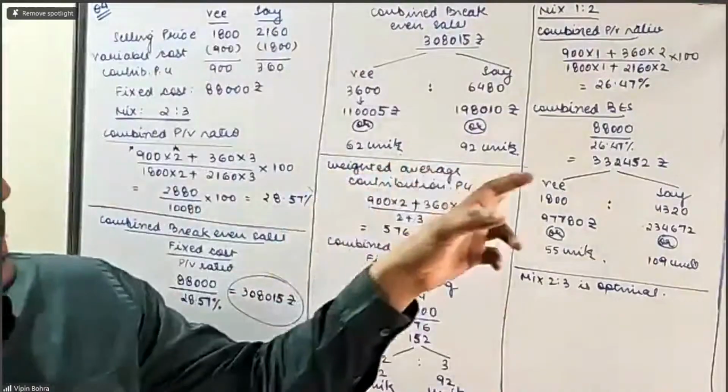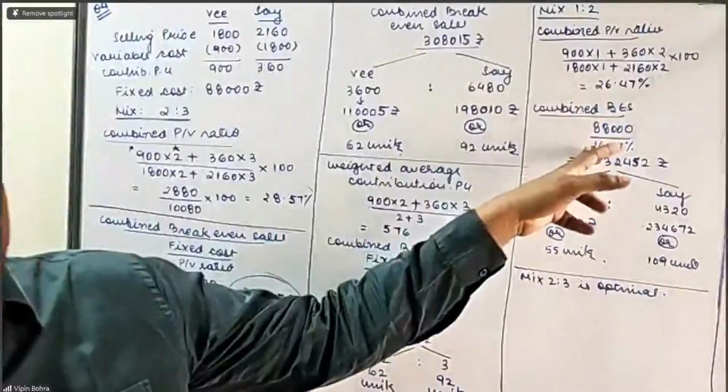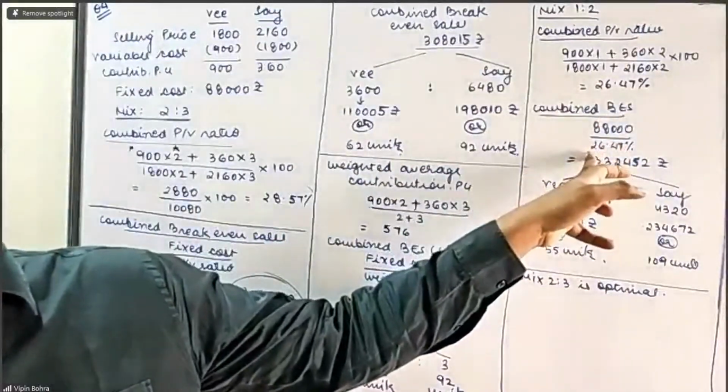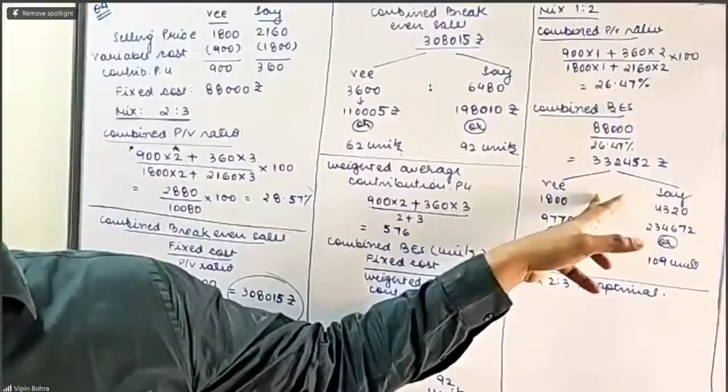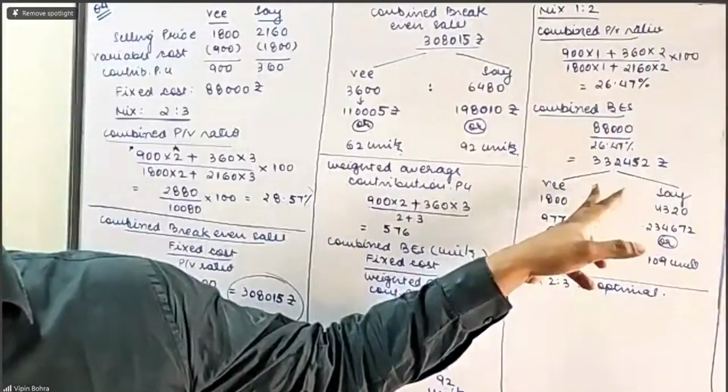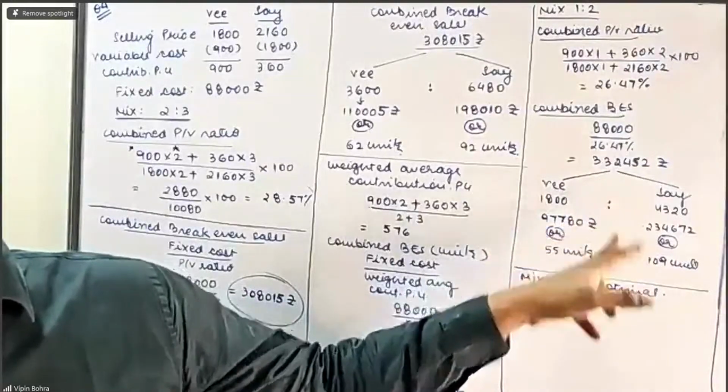Rohan Sahu, combined break-even sales, it is fixed cost divided by PV ratio. It is fixed cost divided by combined PV ratio. You will get the combined break-even sales, Rohan. Where exactly are you finding difficulty?